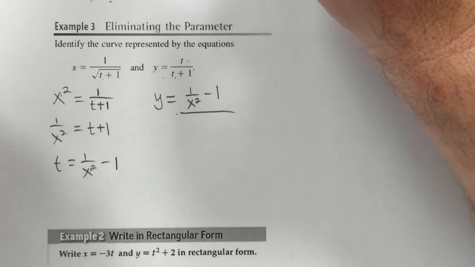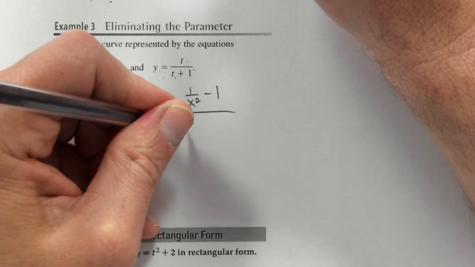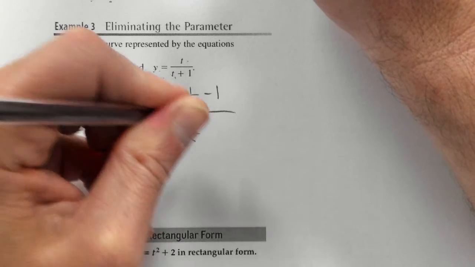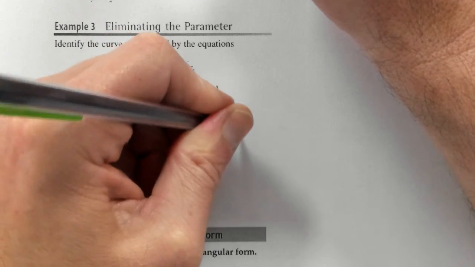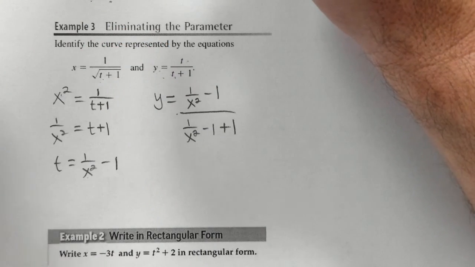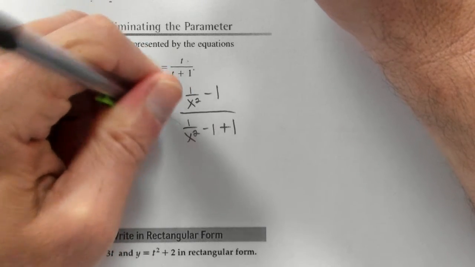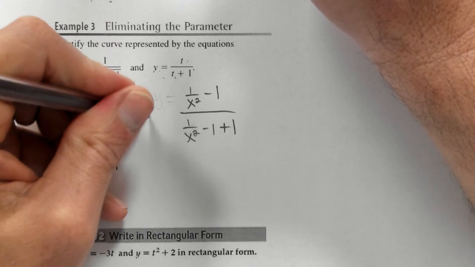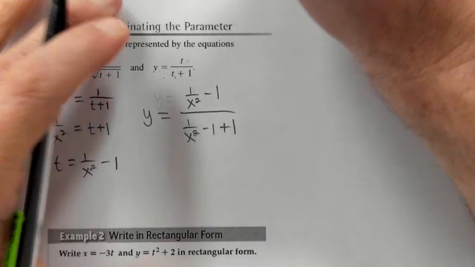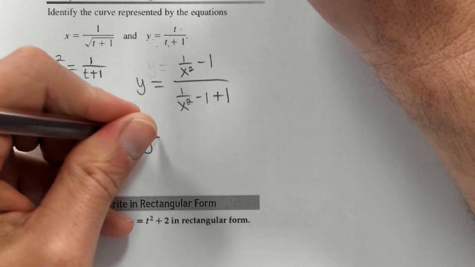I have another t here in that equation, so that's going to be over 1 over x squared minus 1 plus 1. All right. So all I've done here is I've just taken the substituted this for t in that equation. So that's y equals all this. All right. So now I can go in and start kind of simplifying this thing a little bit.